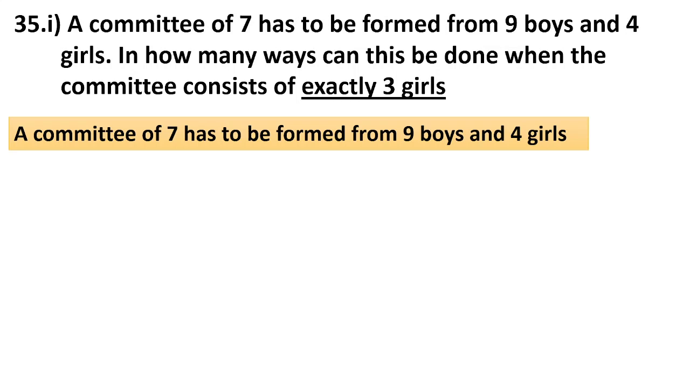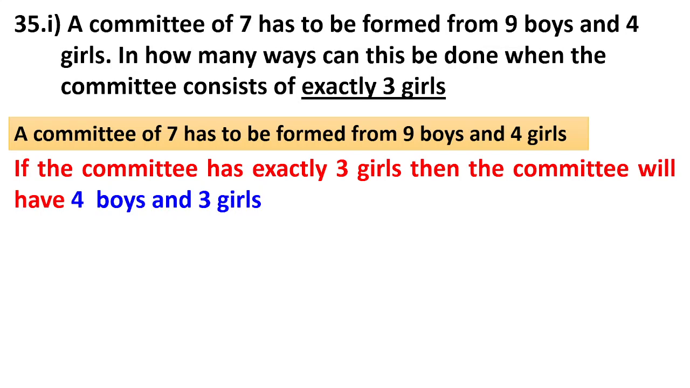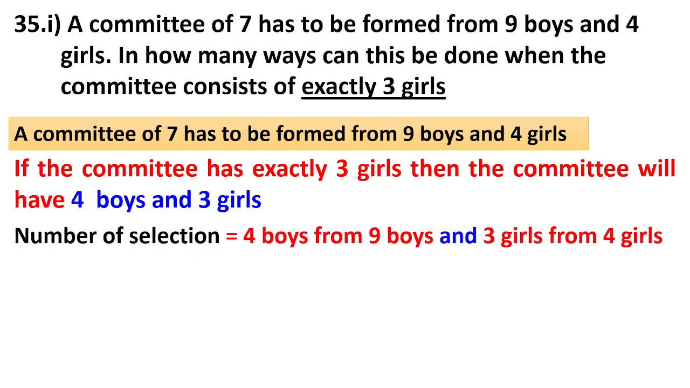Question number 35. A committee of 7 has to be formed from 9 boys and 4 girls. In how many ways can this be done when the committee consists of exactly 3 girls? Therefore, we are taking that 7 has to be formed. For exactly 3 girls, the remaining should be boys. Therefore, we have to take 4 boys from 9 boys and 3 girls from 4 girls.